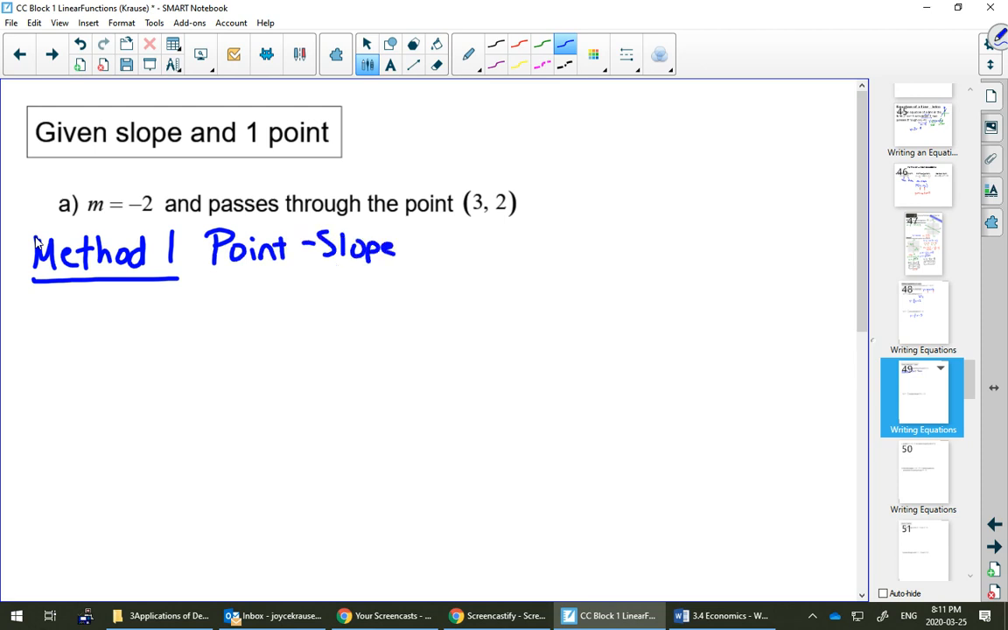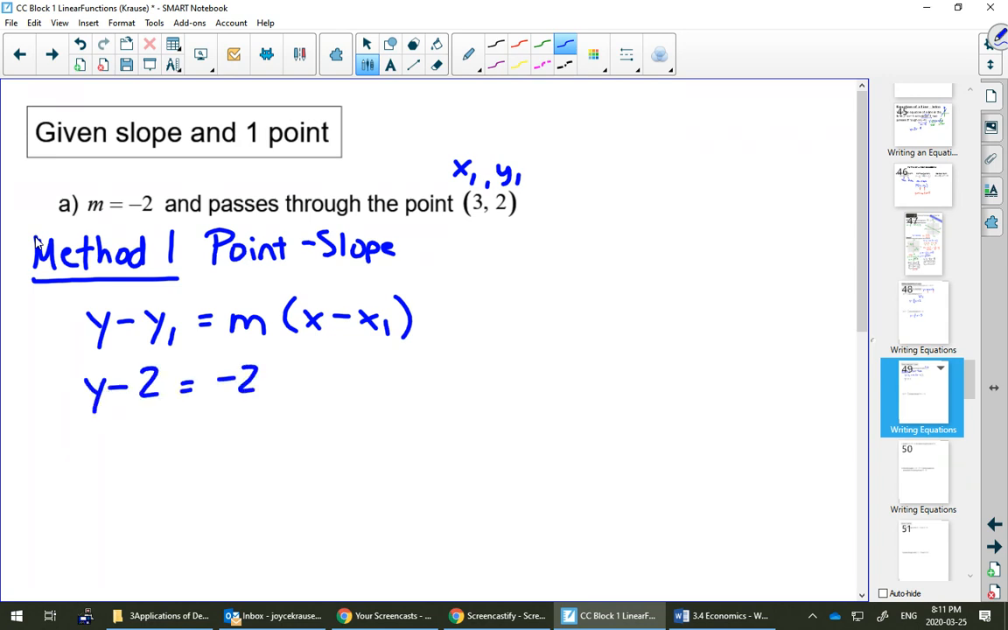And so we're told that m equals -2 and it passes through the point 3, 2. So this would be like our x1 and our y1. So using our formula, y minus y1 equals m times x minus x1, we're going to write y minus 2 equals -2 times x minus 3. Now, if you were told to just leave it in point slope form, that's where we would leave it. But again, unless told otherwise, you want to multiply it out to be slope-intercept form.